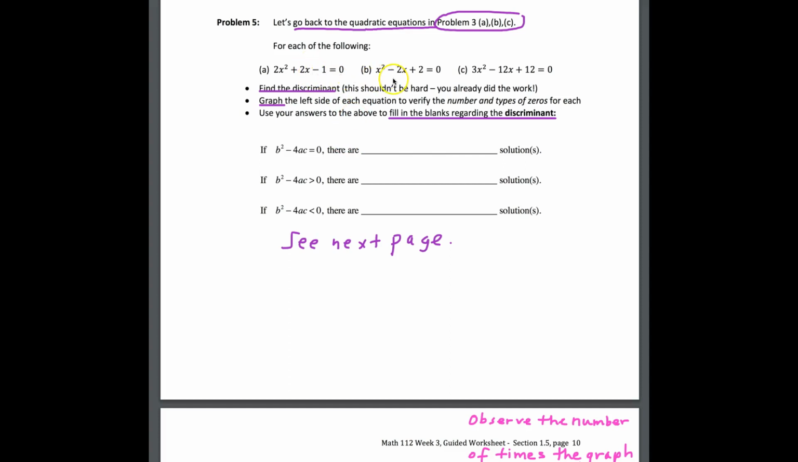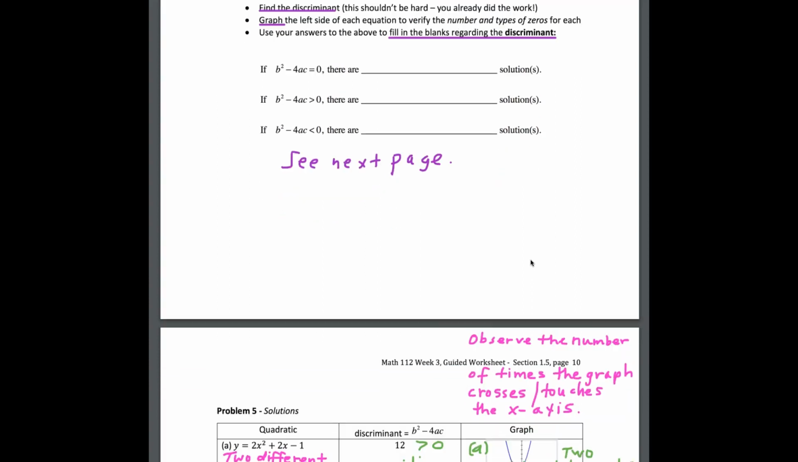So for each of these, I'd like you to find the discriminant, b squared minus 4ac, just this part. Then I'm going to have you graph the left side of each equation. Enter this in y1 and take a look at the x-intercepts. Tell me, how many do you see? Then let's see if we can use the discriminant. Notice we're checking to see if it's 0, positive, or negative, to relate to the number and types of solutions we see. All right, here are the answers below.